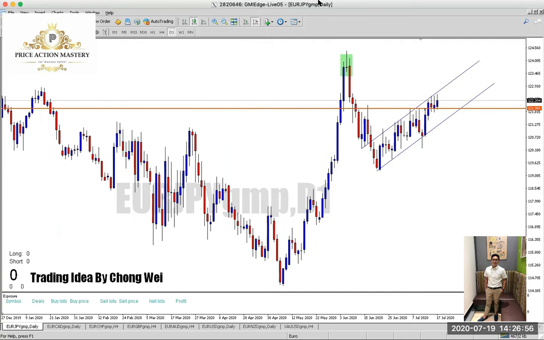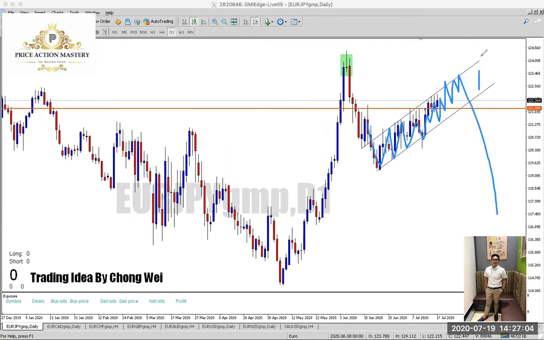So maybe the market will trail like this until somewhere and have a drop. Maybe it just reaches this high and drops. So currently, for Euro JPY we're still looking at the buy side. If you are a daily trader, by looking at the channel, you might only wait for the market to reach this level and then go for a buy.